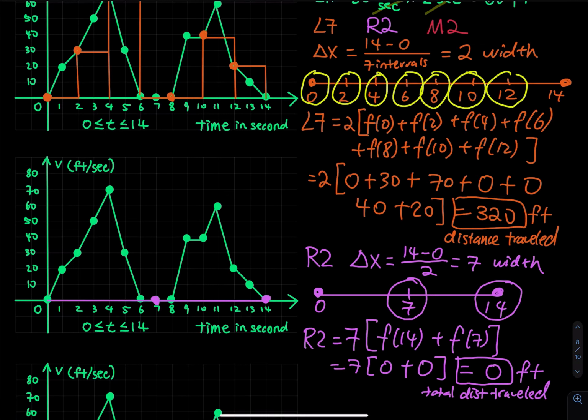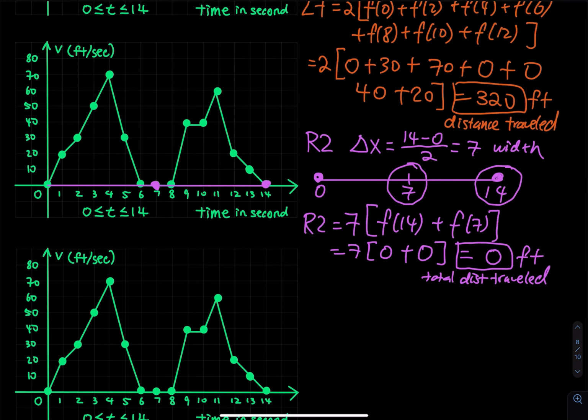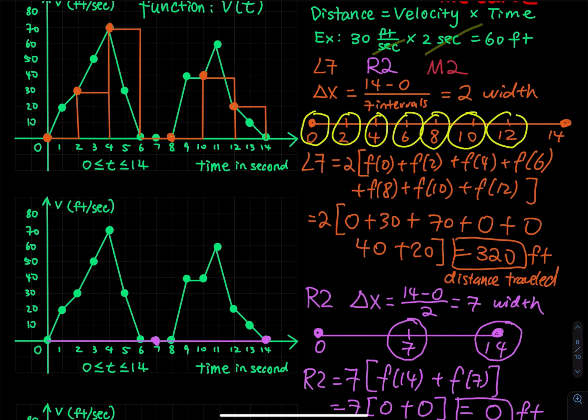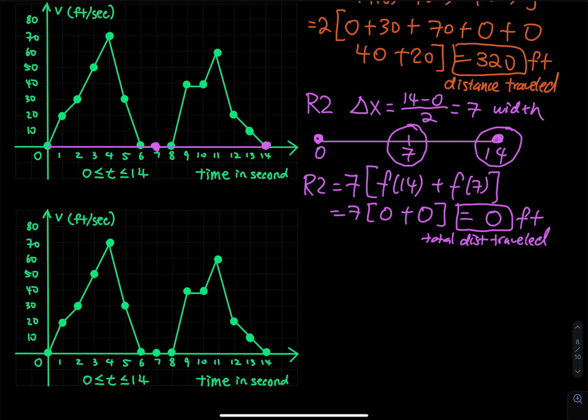Which is a really bad estimation, right? Because we just missed all of these values. So at the end of the day, that is equal to 0. That's why I said you have to look at this graph. And then the last one, we will be doing the midpoint with 2 intervals. So we will be doing M2.